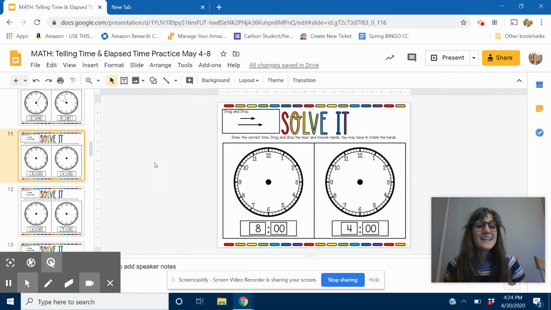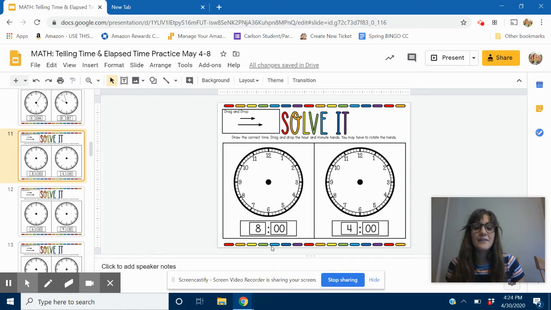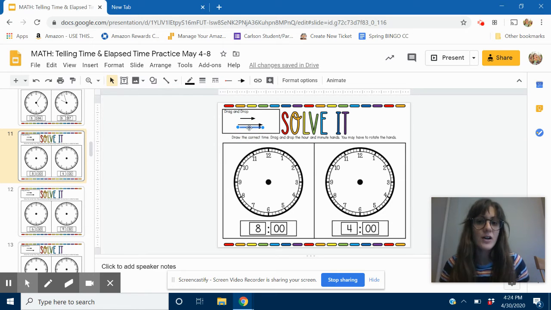Okay, for slide 11, it's a little bit different. It gives you the time already, and you have to drag and drop these arrows. So if you couldn't figure that out, I'm going to teach you how to do that now. I'm going to go ahead and grab my hour hand first. And I know that this hour hand needs to be pointing directly at the 8. So I'm going to line it up right here.